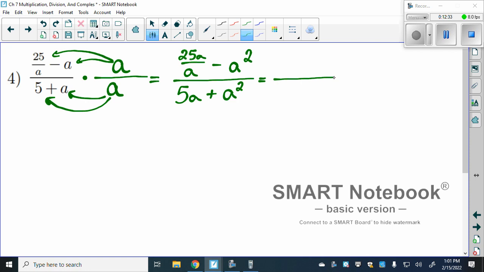Now let's see what simplifies in the numerator. Well, the only thing that simplifies in the numerator is this a and this a in the fraction, because that's the only thing that reduces or simplifies at all. Just telling us that we have 25 minus a squared. In the denominator, we have 5a plus a squared.